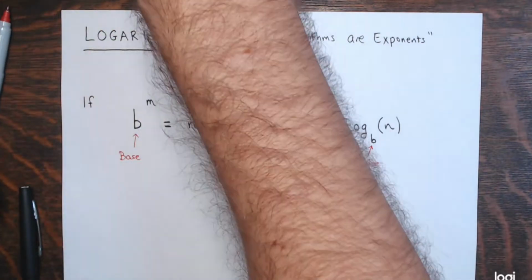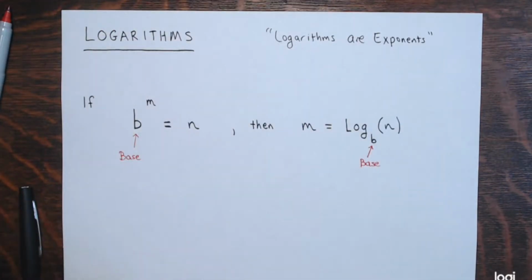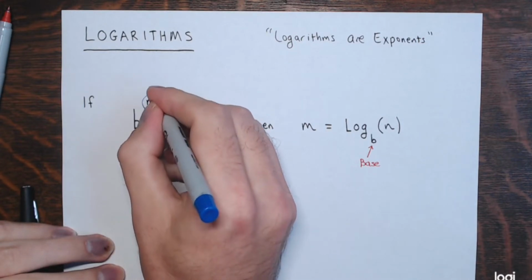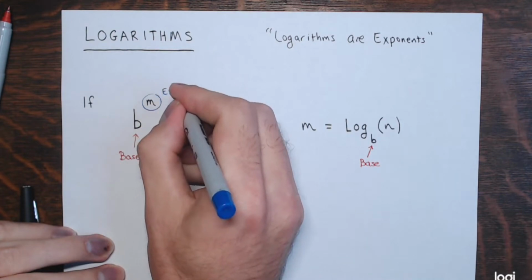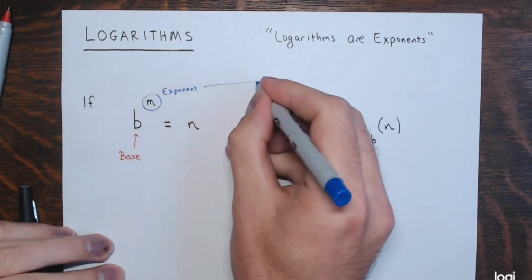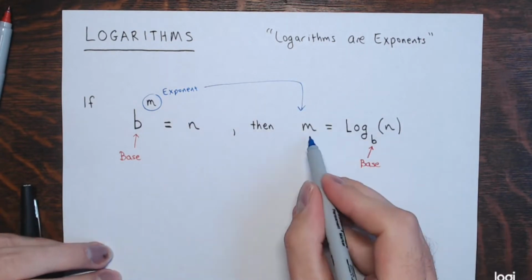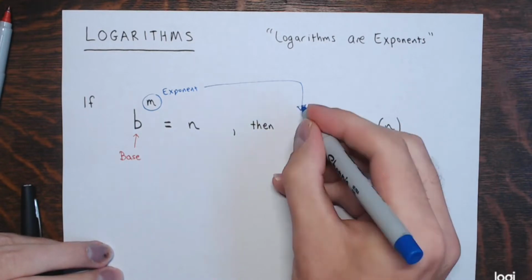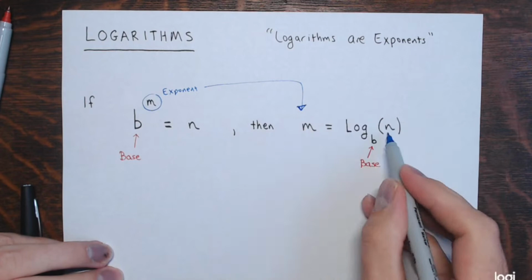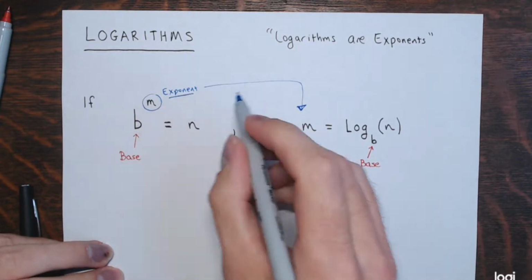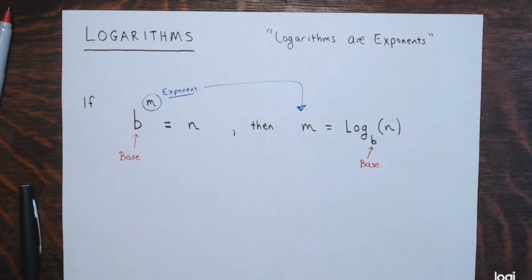And then remember what I wrote up here, that logarithms are exponents. See the exponent over here? That is what this log expression is equal to. So when you see this logarithm expression, what it's equal to will be an exponent. So that's what I mean by logarithms are exponents, right? Logarithms are equal to exponents.